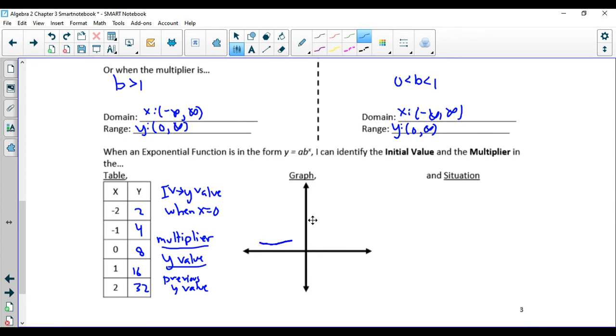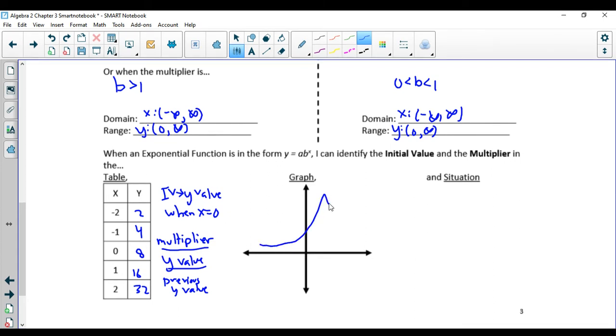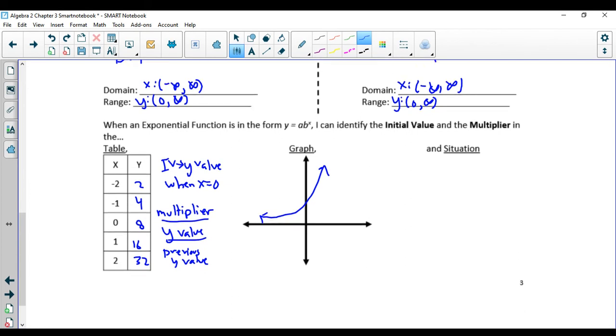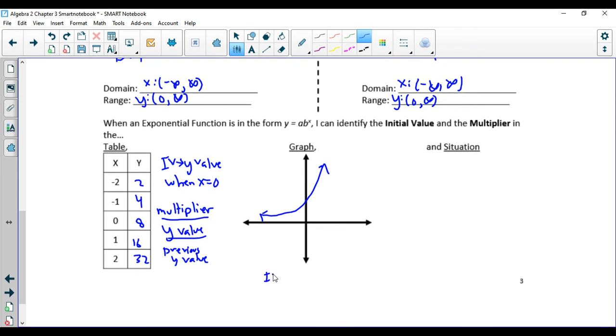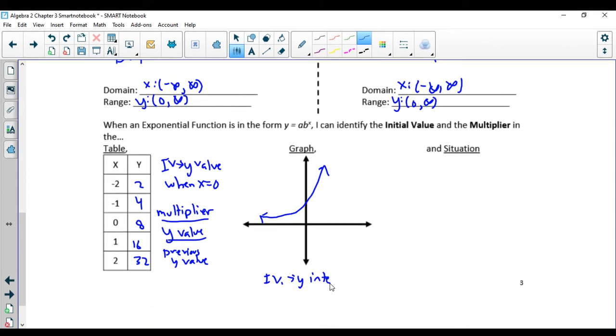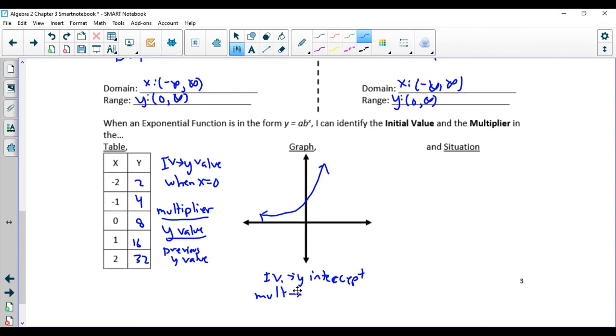If we're looking at a graph, remember our initial value is always when x equals 0, which also happens to be on the y-axis. So our initial value on a graph is the y-intercept. Where does it cross the y-axis? And then if you're trying to find a multiplier from a graph, I would say make it into a table and then do your formula.